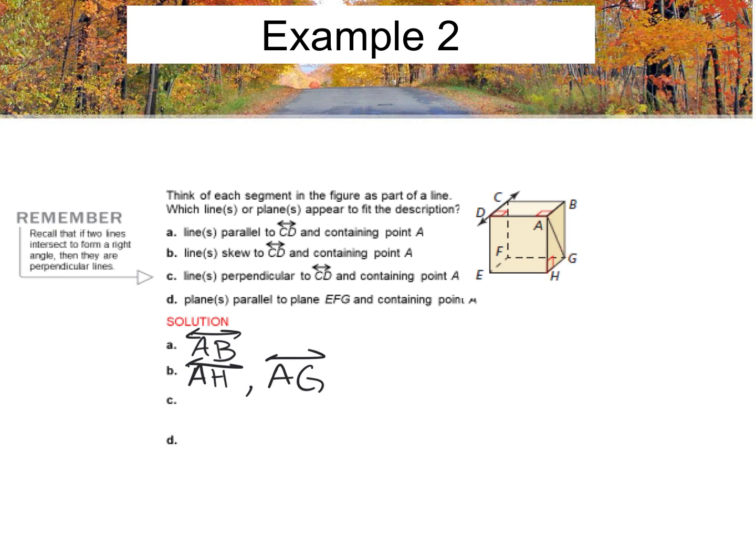Then let's work on C. Lines perpendicular to line CD and containing point A. Now, the perpendiculars are BC, that one, AD, this one, DE, which is this one, and FC, which is the one in the corner right there. All appear to be perpendicular to CD. But the only one that contains point A is line AD.